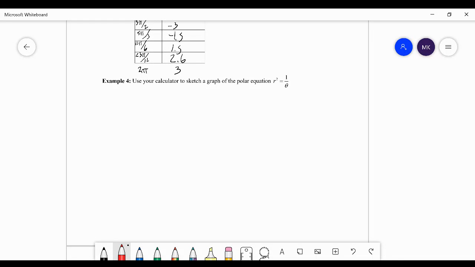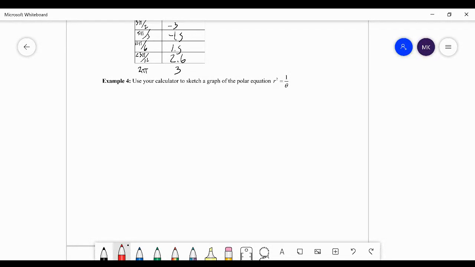Now let's talk about how to graph something like this. If you notice, your calculator only has r equals. If you look at the y equals screen, it says r1 equals, r2 equals, r3 equals, so that's just equation 1, 2, and 3, and so forth. That's where the numbers come from. But it's just r equals. How do we deal with r squared equals? What we have to do is solve this equation for r.